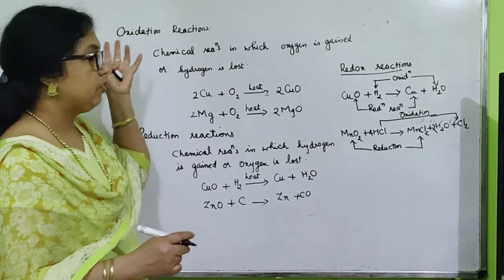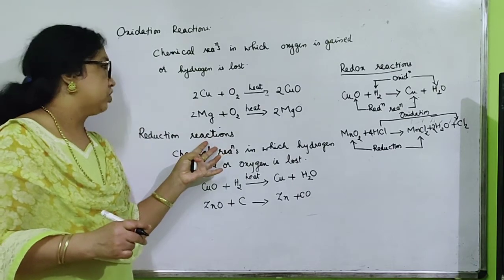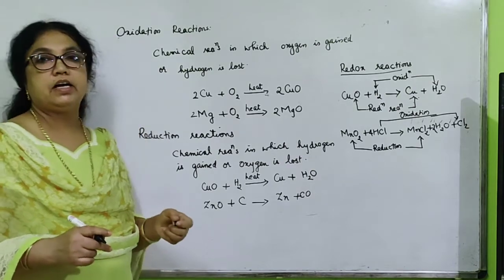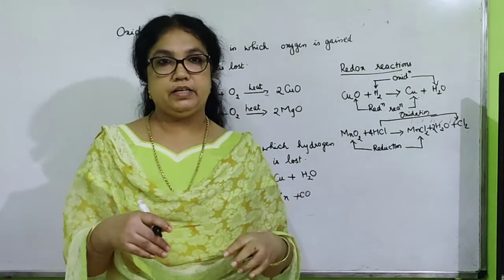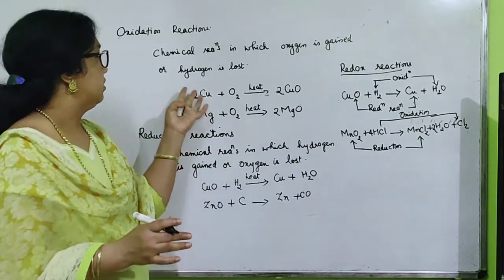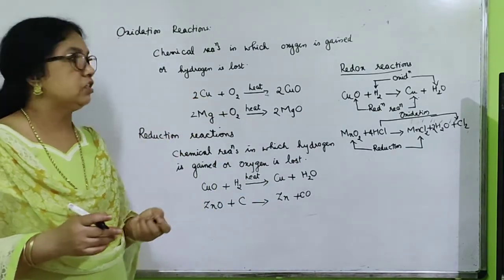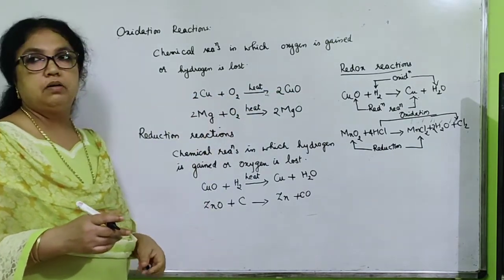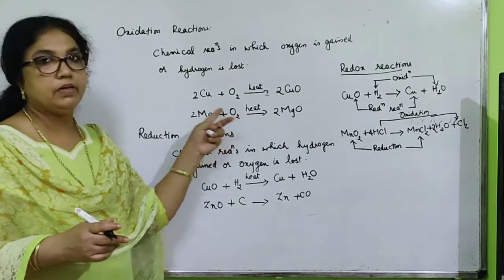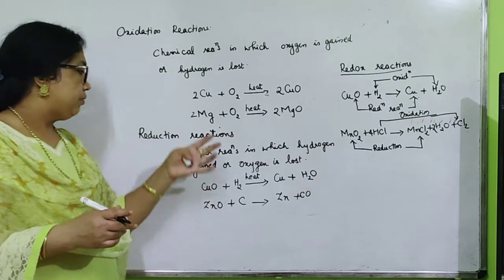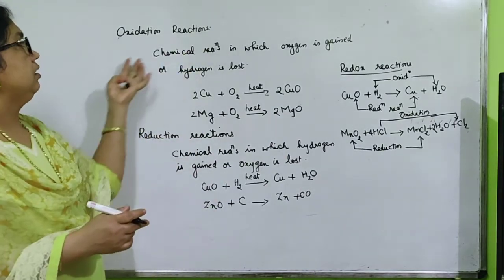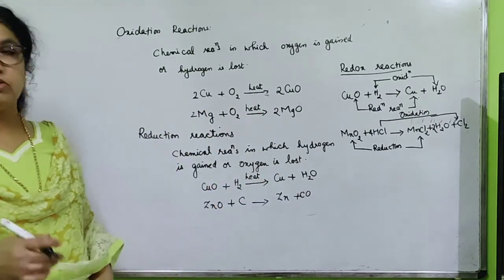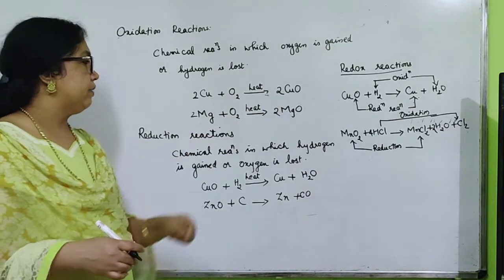So here we learned first about oxidation reactions, then reduction reactions and redox reactions. Oxidation reactions are chemical reactions in which oxygen is gained or hydrogen is lost. Examples: combustion reactions are all oxidation reactions. Copper reacts with oxygen to form copper oxide. That is an oxidation reaction. Magnesium reacts with oxygen to form magnesium oxide. Now a reduction reaction is the reverse of an oxidation reaction, a chemical reaction in which hydrogen is gained or oxygen is lost. For that, in this reaction we got copper oxide.